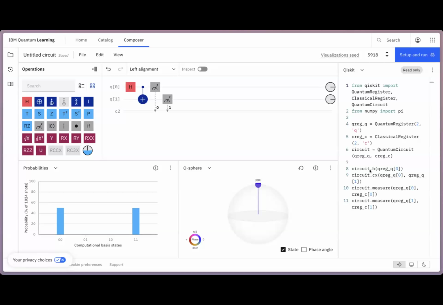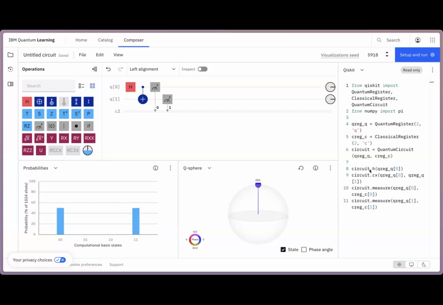So after we have applied the gates, we do need to measure our qubits to get any values out of it. So this is how we do it. We do circuit.measure, measure the first qubit, and we store the measured value in the first classical bit / register. We do the same for the second qubit.